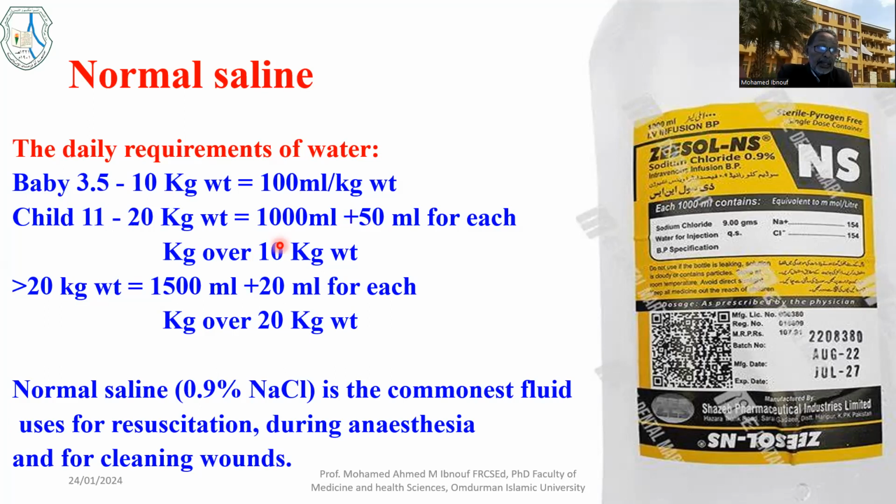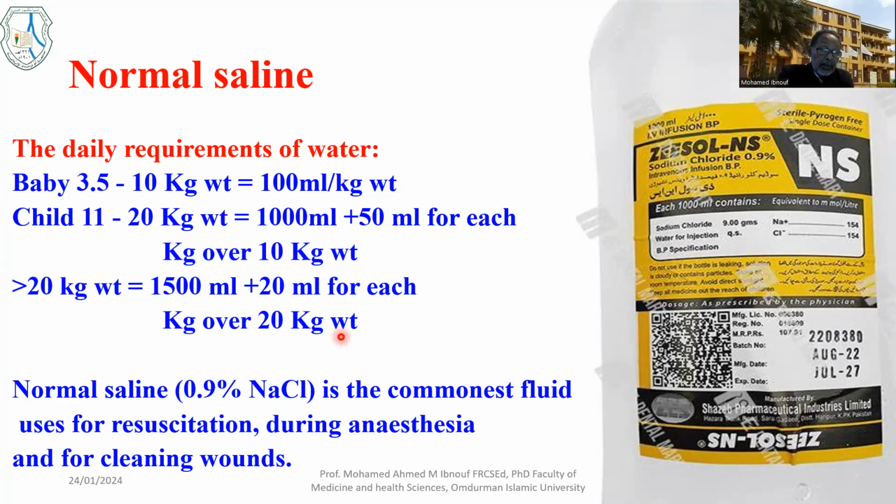This 1,500 is the same. When the baby is 20, we give 1 liter plus 50 for each kilo above 10. There are 10 kilos here, equal to 500, so if the baby is 20, the total will be 1,500. And if it's more than 20 kilogram, we have to give 1,500 plus 20 milliliters for each kilogram body weight over the weight of 20 kilograms.